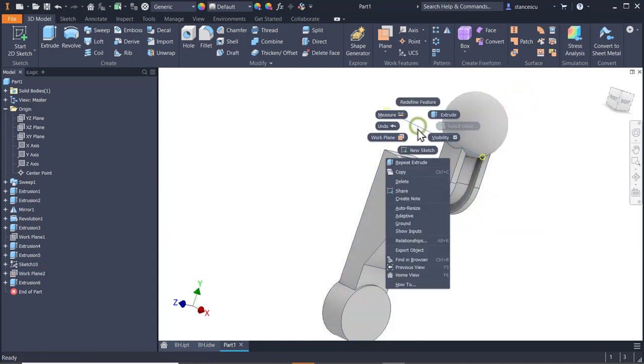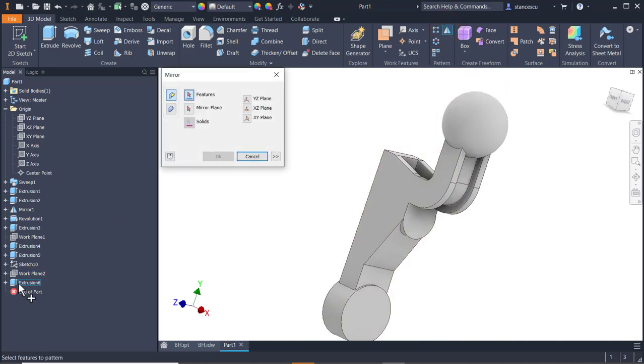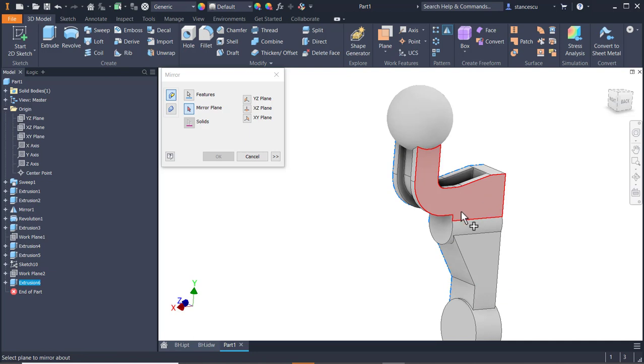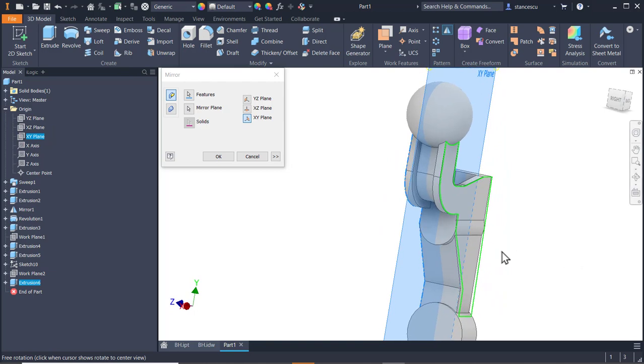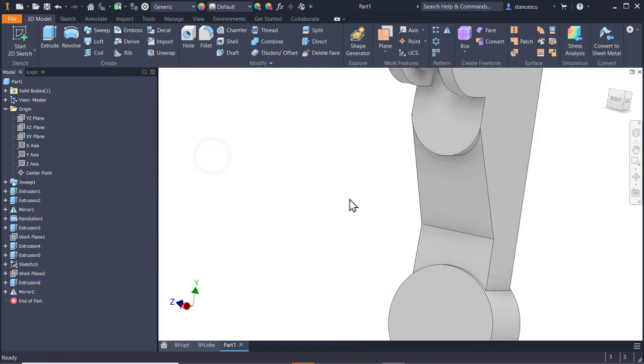Visibility, visibility, mirror of this last extrusion, about the XY plane. And now we have the same sloped plane here for the part. Okay, very good, very nice. Everything is fulfilled.